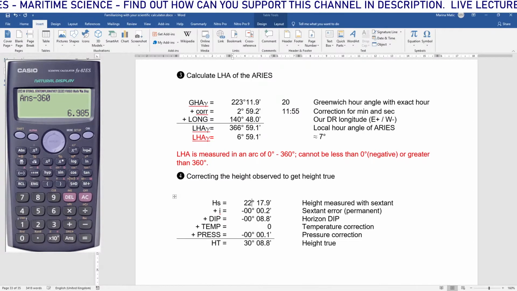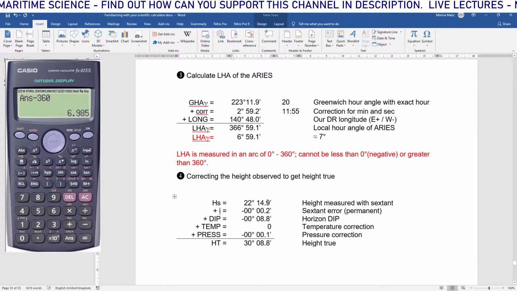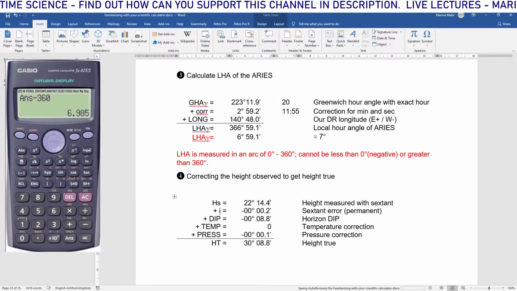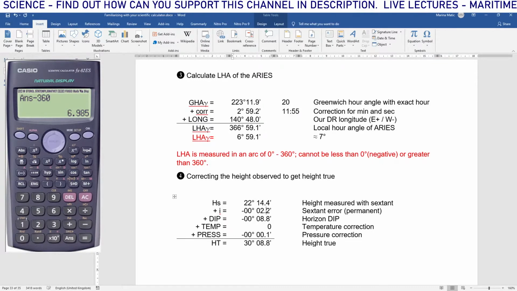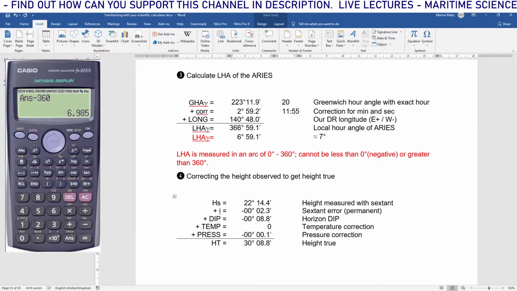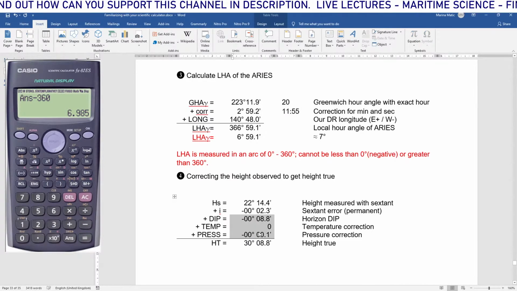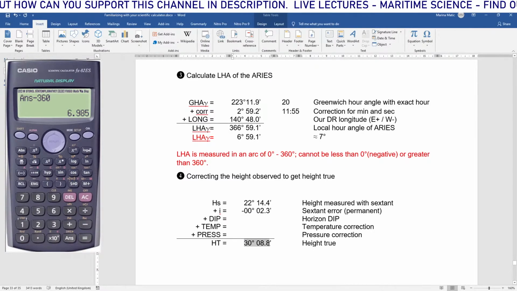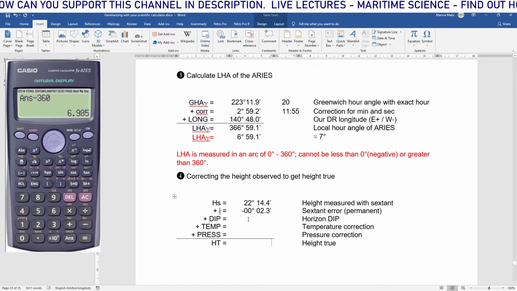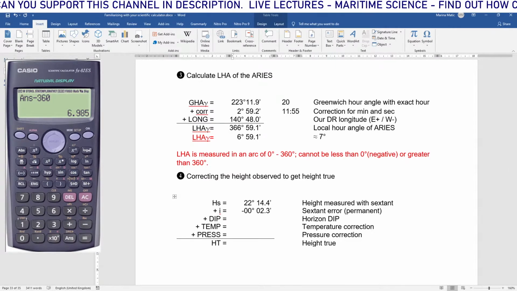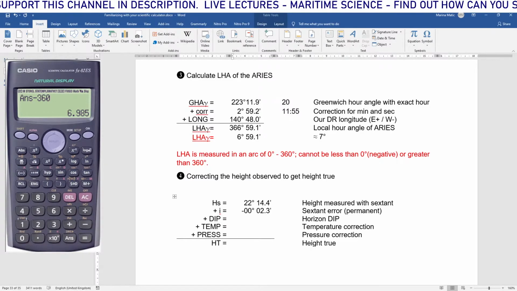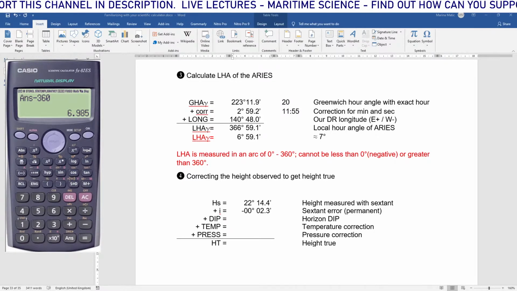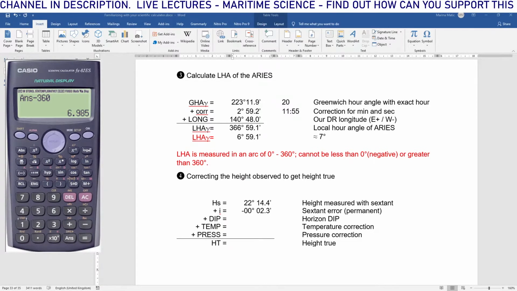So the height observed was 14.4. Index error was 2.3. So that is the information we got from the box of the sextant, the box of our device. And now we have to read these 3 corrections. So this was from the old task. Let's delete that. So we need to get the dip. Now our height of observation was 21 meters and our height observed is 22. So let's get the height correction tables. Let me show you the PDF file.